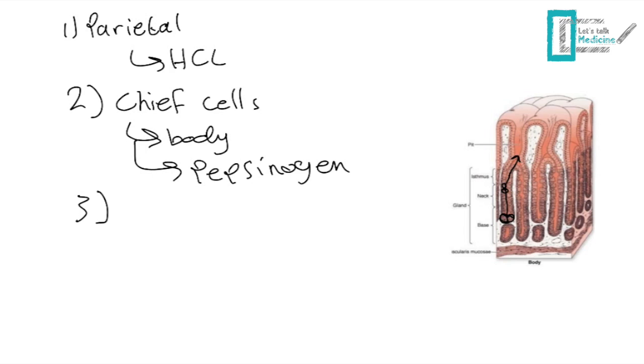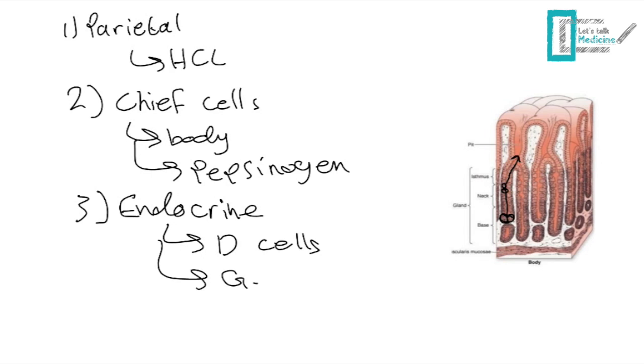Third type of cell is the endocrine cells. The endocrine cells are divided into 2 different types of cells: the D cells and the G cells. The D cells produce somatostatin, and this somatostatin gives the negative feedback to stop hydrochloric acid. That's why it's important. G cells produce gastrin, which does the exact opposite. Gastrin tells us to produce more hydrochloric acid.